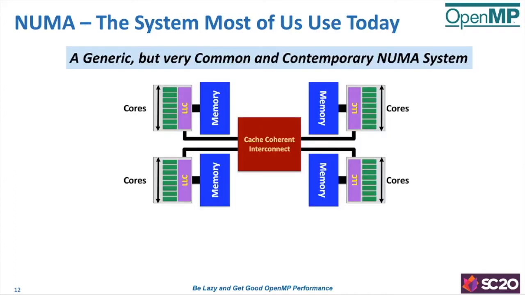This is a diagram of a generic, common, contemporary NUMA system. In other words, this is what many systems look like out on the market today. I'm showing you a system with 4 nodes. The green boxes are the cores, so each node has a set of cores. The purple box is LLC, the last level cache. Underneath, there could be lower level caches, but there's always a last level cache that connects to the memory.